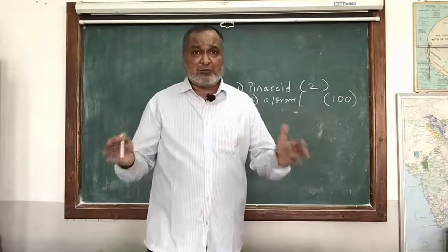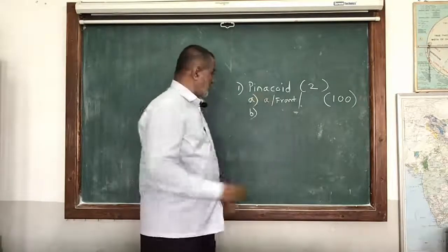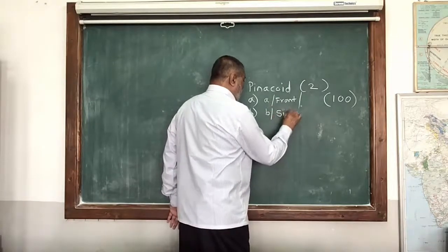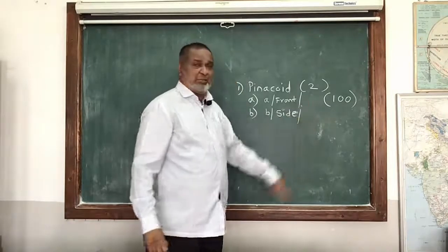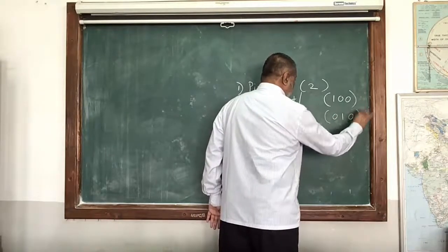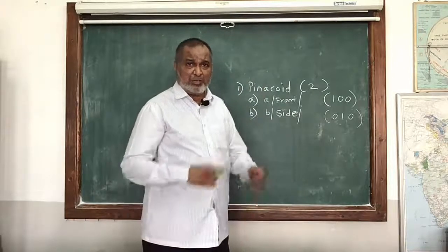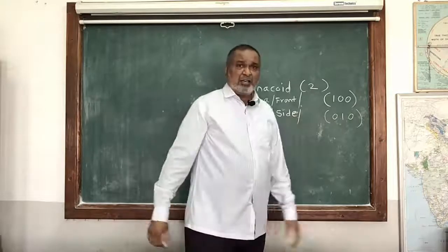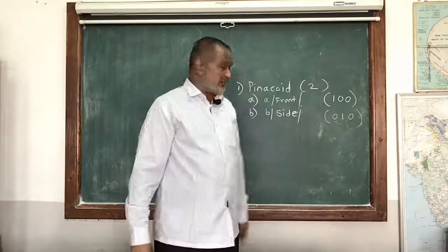Then the side one along the B axis. If the pair is present along the B axis, then we call it the B pinacoid, or side pinacoid, with A and C remaining parallel. So here it is 0, 1, 0. Remember, here commas are not given because they are ratios. A equals B equals C, so it is cutting at a unit distance. One represents cutting at the unit distance.